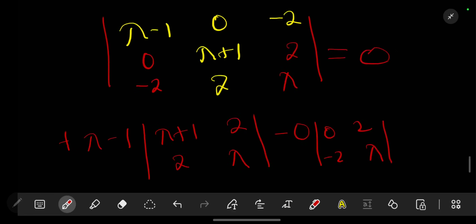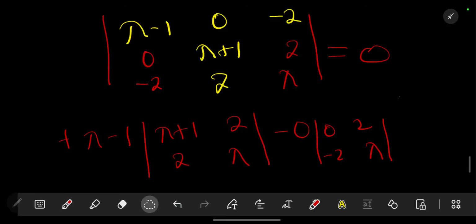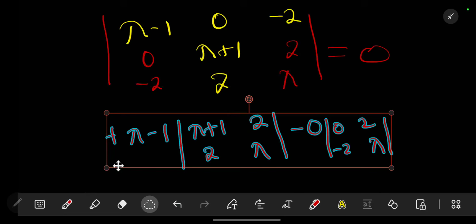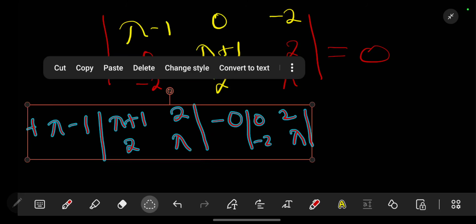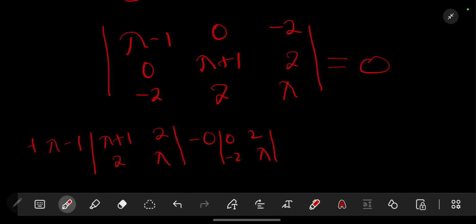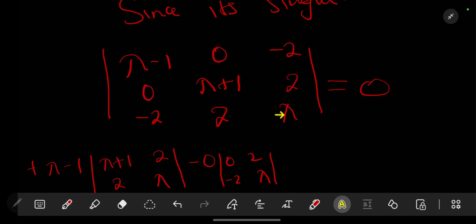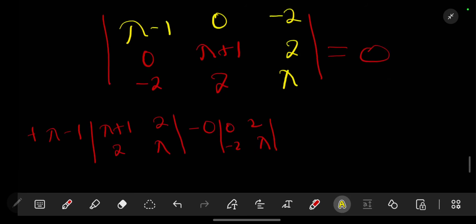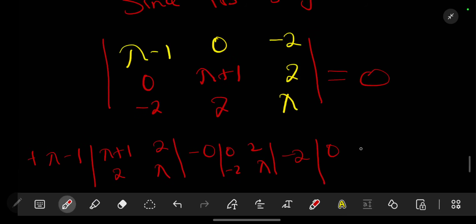Then last but not the least, let's reduce this a bit. Last but not the least, we have crossing out this, we are going to have our negative 2. We write what's remaining: 0, lambda plus 1, negative 2, positive 2 like that.